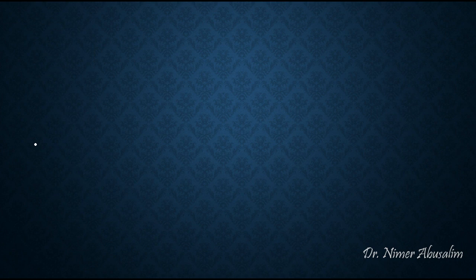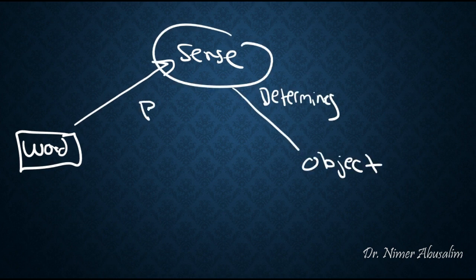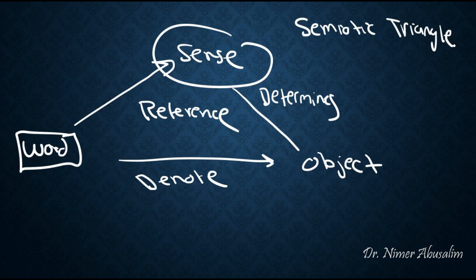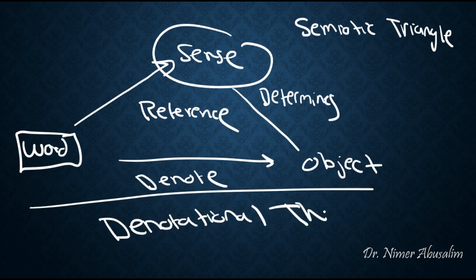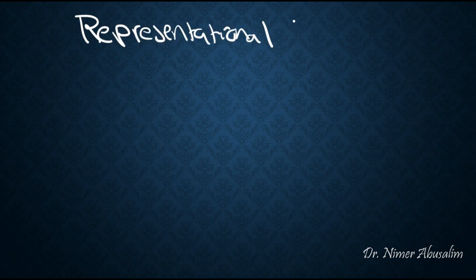A simple solution to this problem is to suggest that expressions have what we call sense. And this sense determines the word's intended reference and what it can or can't denote. Now we're back to a familiar picture. This looks more like the semiotic triangle that we talked about in our last e-lecture. But now we are no longer under the umbrella of a pure denotational theory. Actually, now we're moving on to a second theory because we involved sense in the mix. This second theory is called the representational theory.